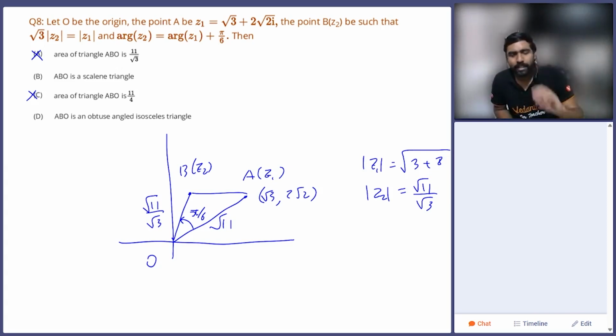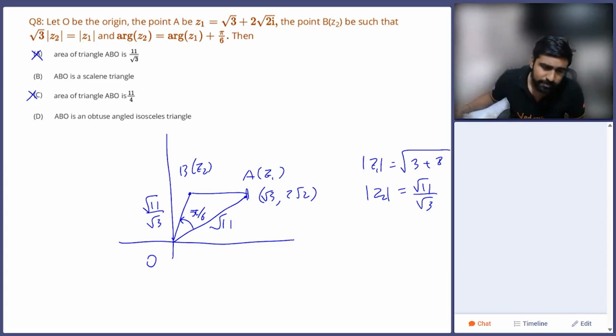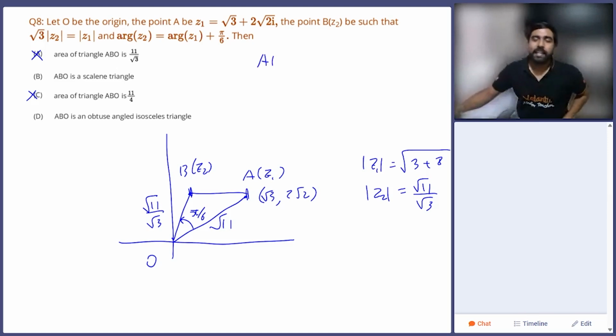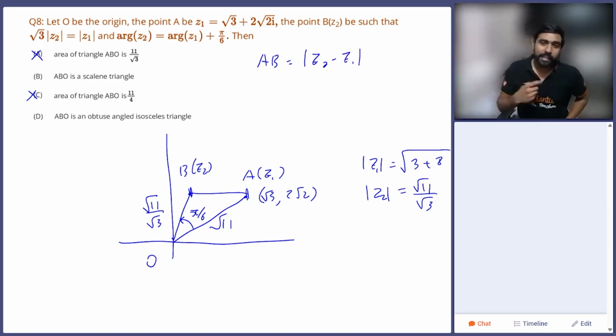So two sides, and I can see one angle is pi by 6 also. Now everything depends simply on what? It more or less depends on the side AB itself, right? So we need to get side AB. AB side is nothing but modulus of Z2 minus Z1. But for that, I need to get Z2 first.